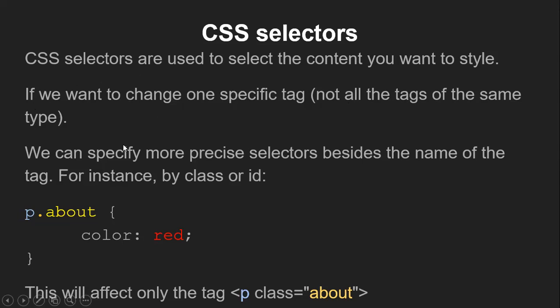So we can specify more precise selectors besides the name of the tag using the class or ID. So when you use a class like this, for example, a paragraph that has a class of about, and I go to my styling and do p.about, I give it the color of red. This will affect only the p tag that contains the about class. So this is very useful for us in CSS.